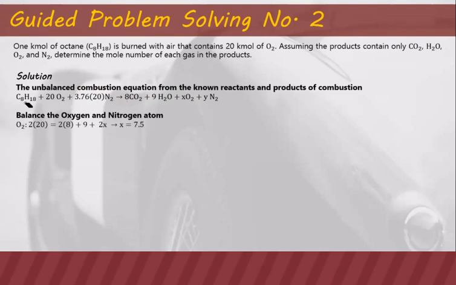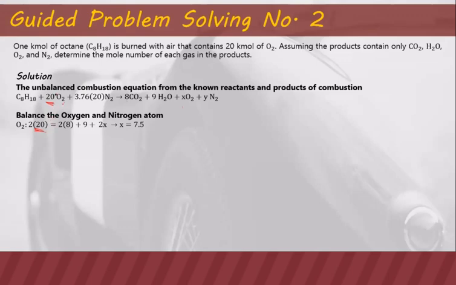So first, we are going to balance the oxygen atom. For the oxygen atom, we will count the number of atoms of oxygen both on the left side and on the right side. So we have here 20 moles of oxygen times 2. That's why we have this on the left side, equal to, by conservation of mass, they have to be equal.